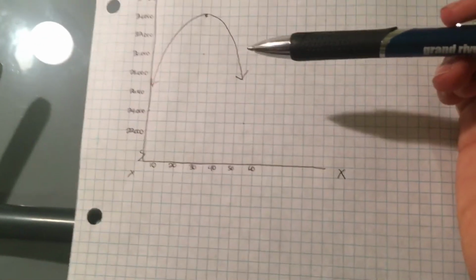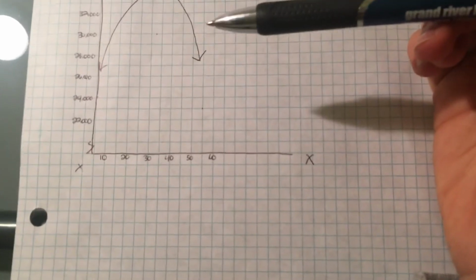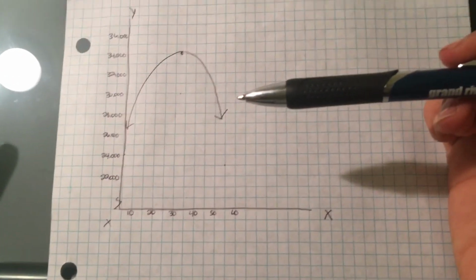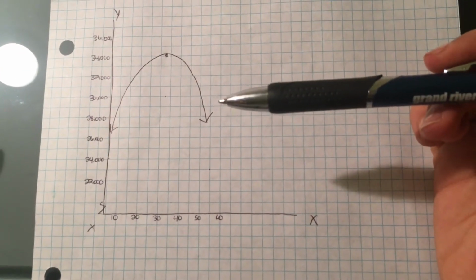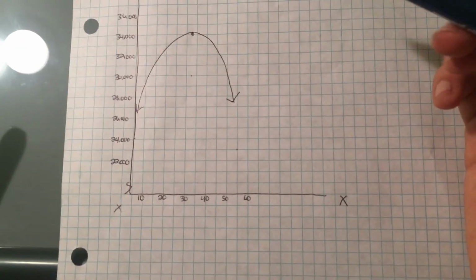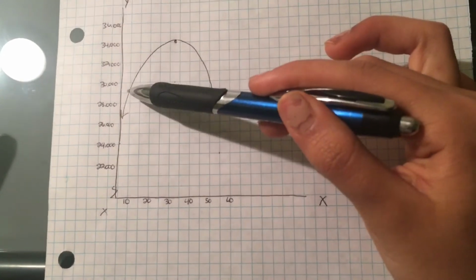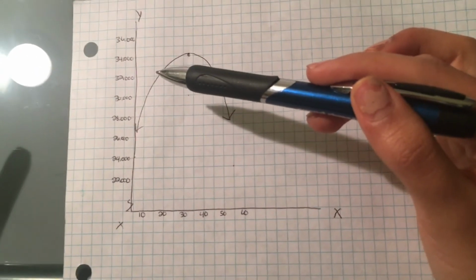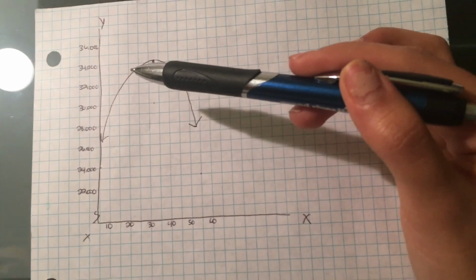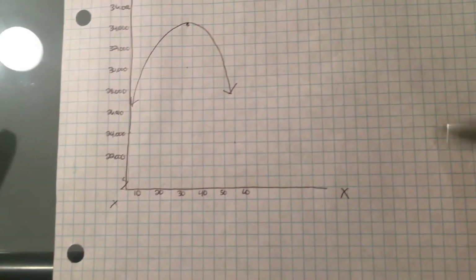So the x-coordinate, 32.5, is the seconds, so there's 32.5 seconds after the aircraft began the parabolic maneuver, and the y-coordinate, which is the 34,000, represents the maximum height, which is 34,000, and that is what the question was asking.